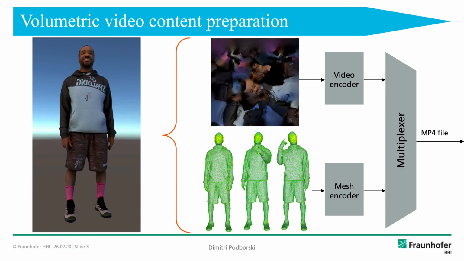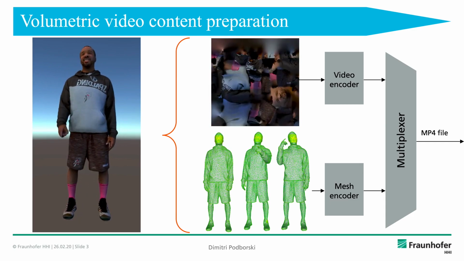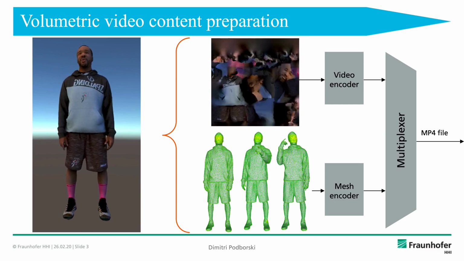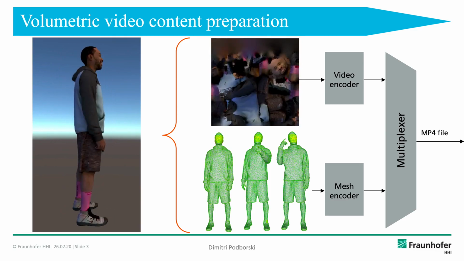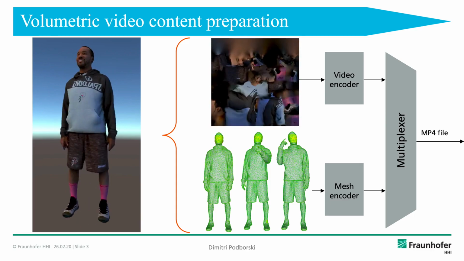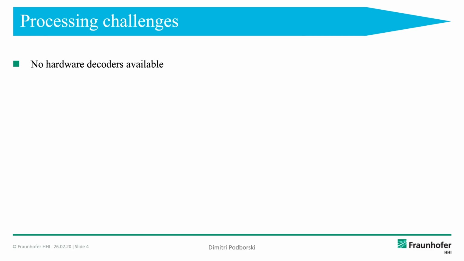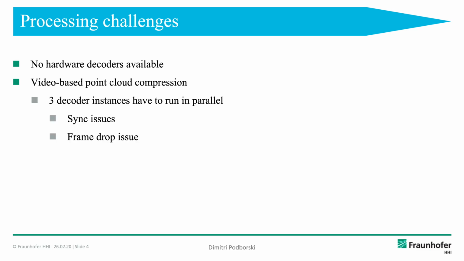And on the client's end device, when you would like to render your volumetric video, you have to do those steps in reverse order. And the biggest problem currently is that so far there are actually no hardware decoders available which can deal with volumetric video. And of course there's some effort in MPEG utilizing the video decoders available on your client's end device. I'm speaking here about video-based point cloud compression work, which is really good.